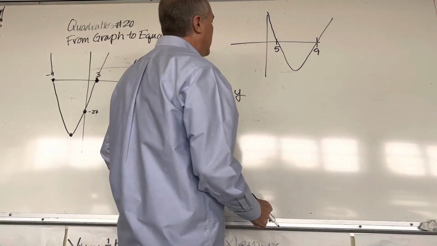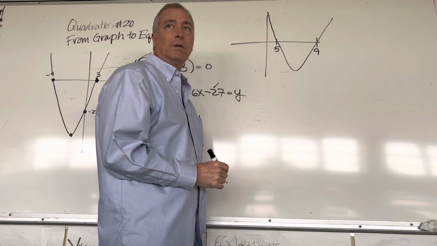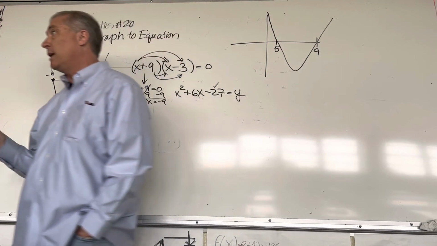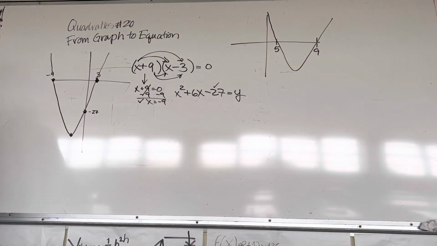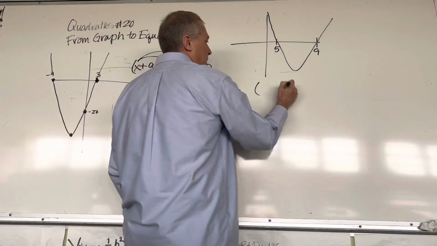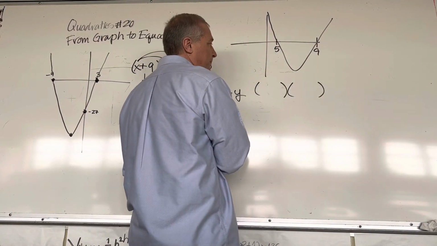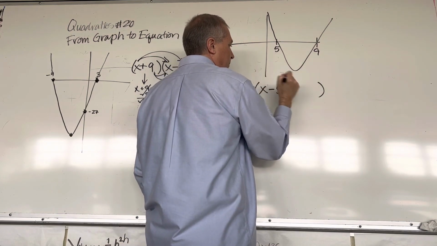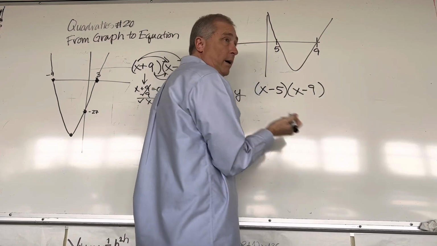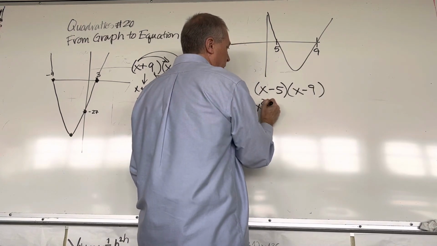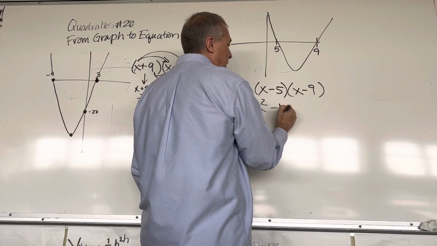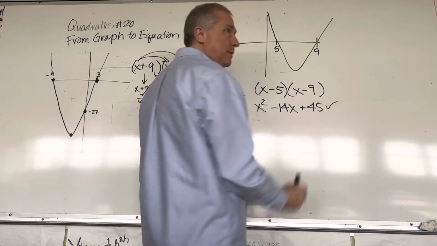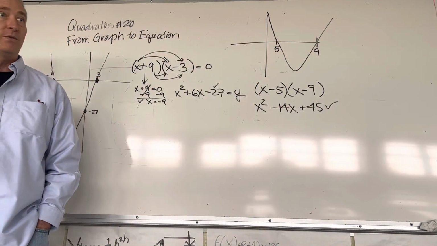Okay, ready, Andrea? What do you want me to draw first? Thank you, thank you. Did you hear what she said? 2 sets of parentheses. Here, here. Okay, now what? Perfect. And now I'm going to FOIL it. X squared minus 9x minus 5x is minus 14x plus, because those are together, 45. Done. See how fast I can go from the graph to the equation.